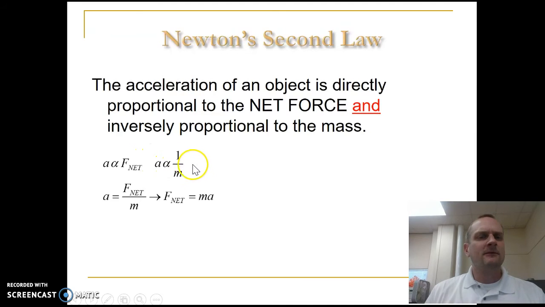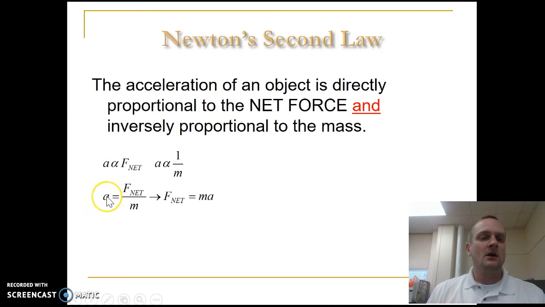But it's also inversely proportional to the mass. So what that means is if I double the mass, I'm only going to get half of the acceleration. Okay, so that's what that means. If I double the mass, I get half the acceleration. If I triple the mass, I'll only get a third of the acceleration. Now, if we put those two statements together, we get Newton's second law.